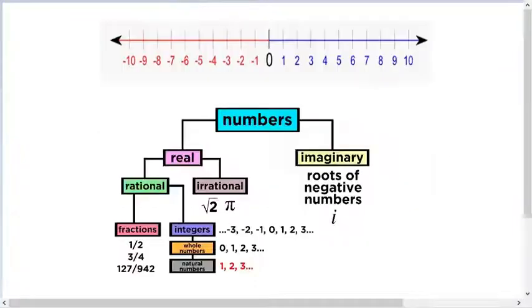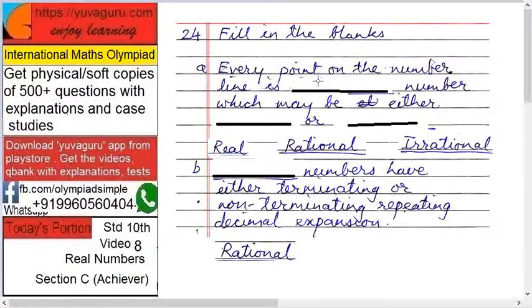Real means what? See, there are two types of numbers always, real and imaginary. Imaginary numbers would always have i in between, like 2 plus 3i, 4 plus 3i, and real numbers are the ones we normally see: 1, 2, 3, 4, whatever, rational and irrational, both are there. But both can be shown on the number line. So the first answer is real, which may be either rational or irrational, both.